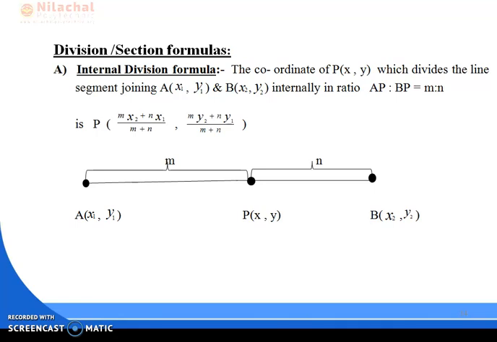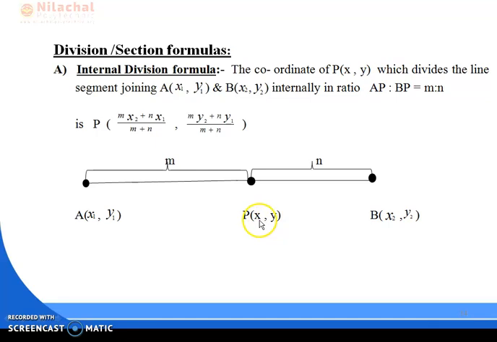Let's see, what do we mean by internal section formula or division formula? Two points A and B are given. A point is (x1, y1), B point is (x2, y2). Then P is any point in between AB which divides the line AB in the ratio m is to n. That means the coordinate of P, let it be (x, y). This is a random point. We don't know the coordinate of point P (x, y).